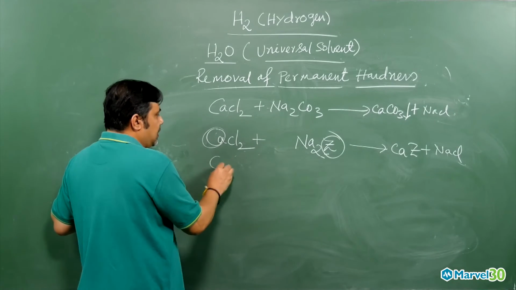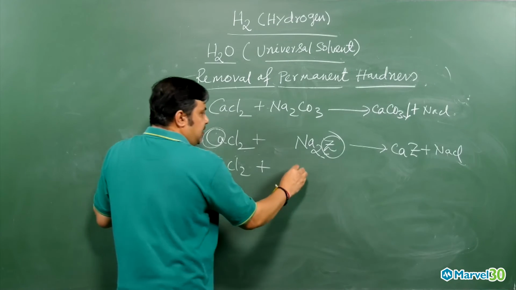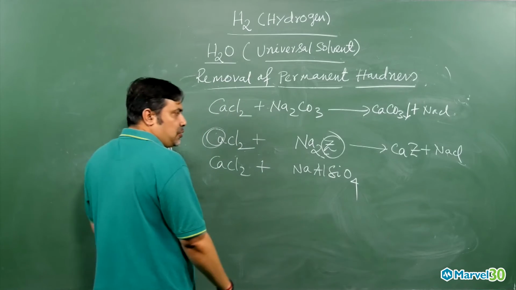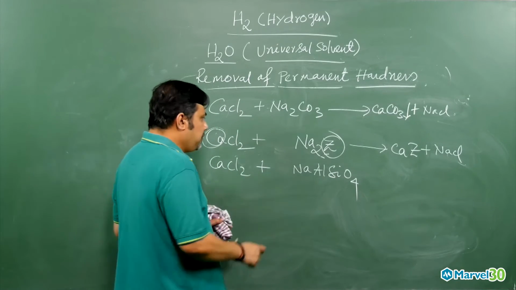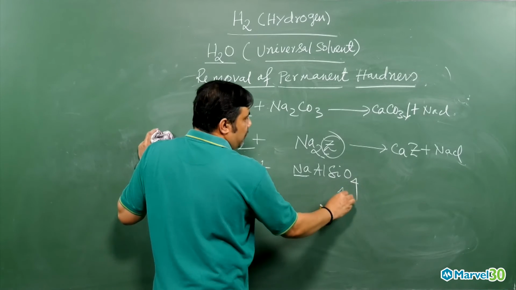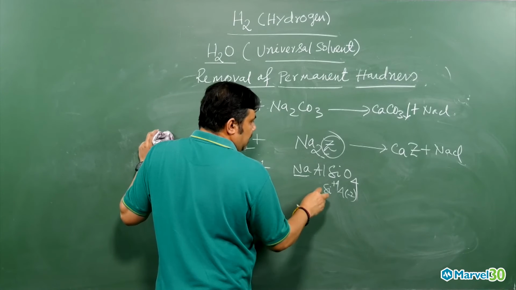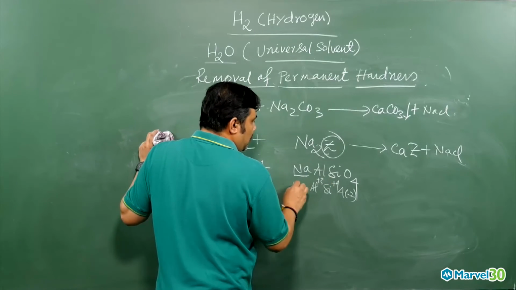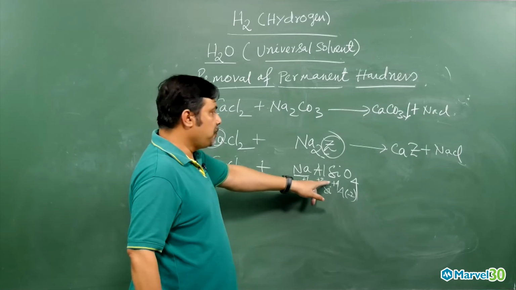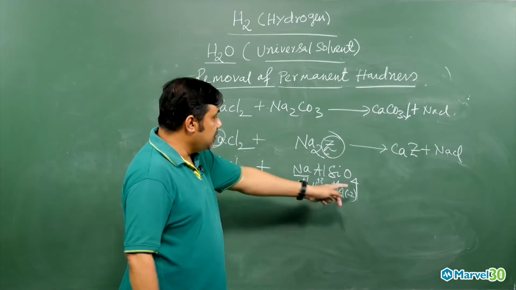Another method is there. Suppose calcium chloride is there and you are adding zeolite. Zeolite is nothing but sodium aluminous silicate. Now look at the overall charge if you calculate: oxygen 4 into -2, silicon is +4, aluminium is +3, and sodium is +1. 3 plus 1, 4 plus 4, plus 8; 4 into -2, -8. So these are the total system.